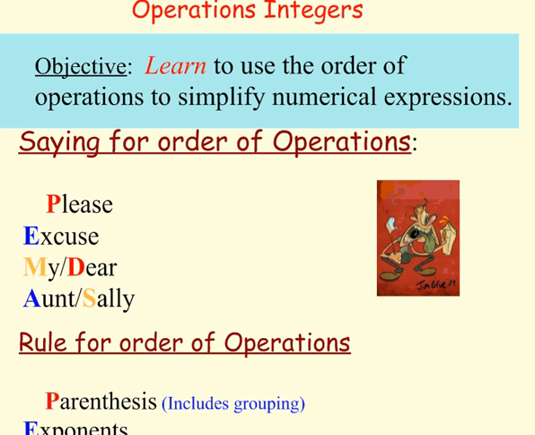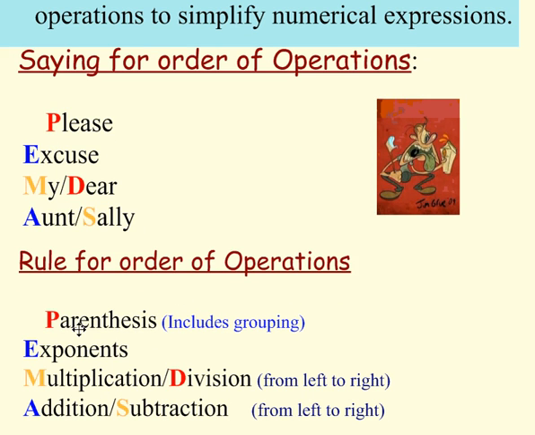You've probably heard the saying, please excuse my dear Aunt Sally. Each one of these letters stands for something. You should do the parentheses first, then exponents, then multiplication and division from left to right, and then addition and subtraction from left to right. That's a common mistake, because sometimes kids think that they should do the addition before they do the subtraction. But whatever comes left to right.